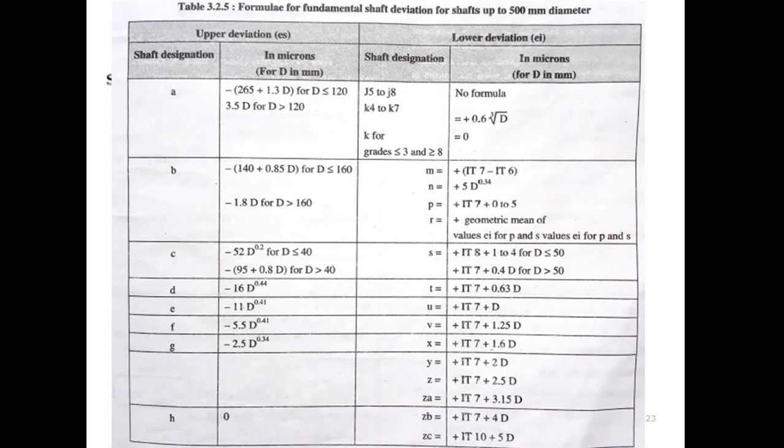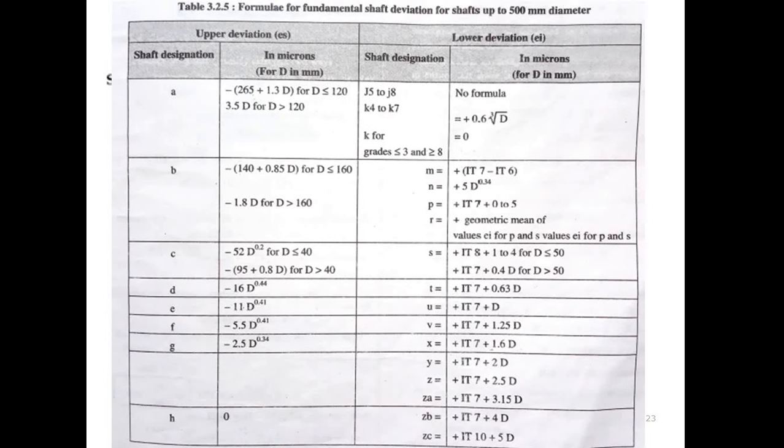Capital D is there in each formula, isn't it? That D has to be taken in millimeters, and when you take that value in millimeters, the fundamental deviation you get is going to be in micron. This has to be remembered very strictly. D is in millimeter, then only the fundamental deviation is going to be in micron. 1 micron is equal to 10 raised to minus 3 millimeter. Similarly, for H type of the shaft, the fundamental deviation is 0. We have just seen.